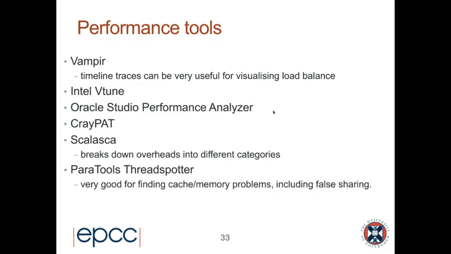And then the final one to mention is a thing called ParaTools ThreadSpotter. This is one of the only tools that will really tell you about communication overheads. It's very good at finding cache and memory problems, including things like false sharing. That's because it works in a very different way. All the other tools are doing some sort of runtime instrumentation to figure out where the time is being spent. What ThreadSpotter does is take a statistical sample of the memory accesses in your program and then replay them through a cache and memory simulator. That allows it to say useful things about the memory system behavior, which the other tools really are unable to do.